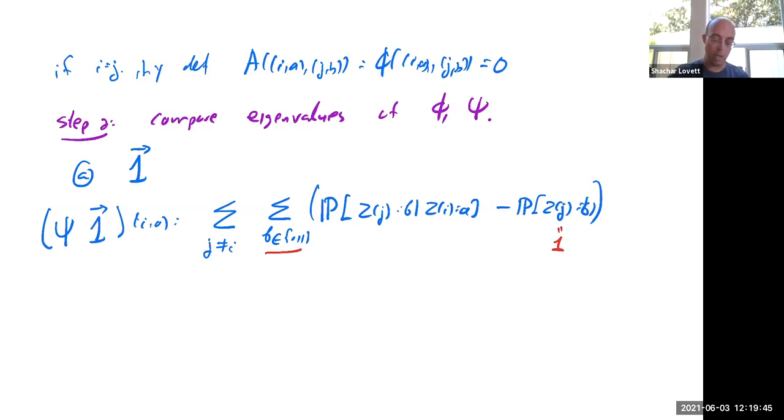But what about the probability that Zj is b conditioned on Zi is a? So fix Zi to be a, a sub-distribution. Well, Zj is either 0 or 1. So if I sum both options, I still get 1. So this is true for every j. You get the sum of 1 minus 1, 0. You sum 0, you get 0. So the all-one vector is an eigenvector of psi with eigenvalue 0.